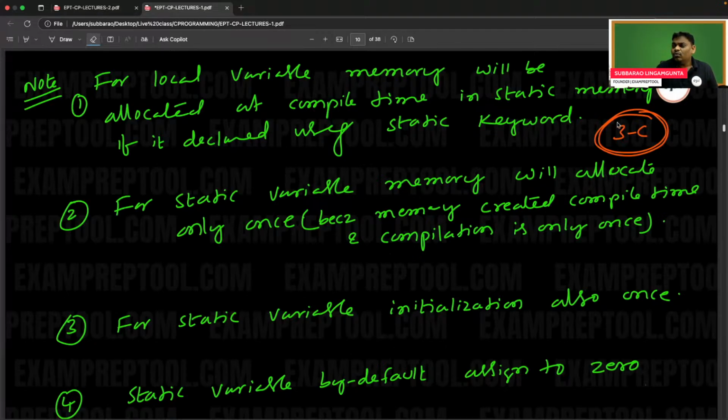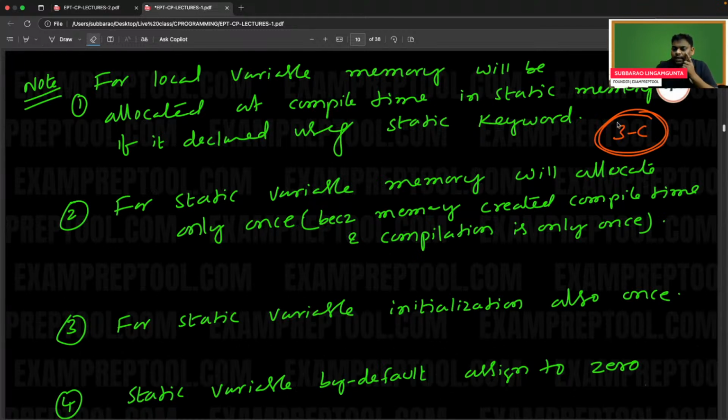You may say that a global variable also has memory in the static area, right? A local variable with the static keyword also has memory created in the static area. Try to understand. Then some people ask, what are the implications? The implications are, if you declare a local variable with the static keyword, memory will be created only once, because memory is allocated at compile time. Even though it is a local variable, if the static keyword is there, memory is created in the static area at compile time.